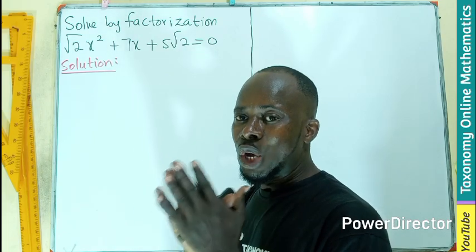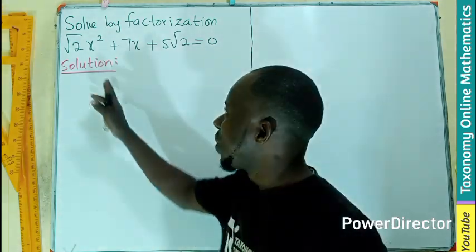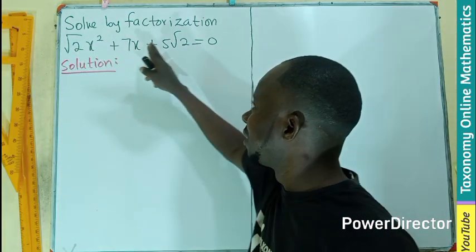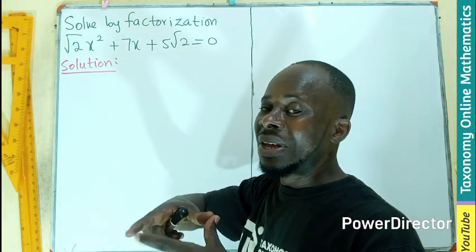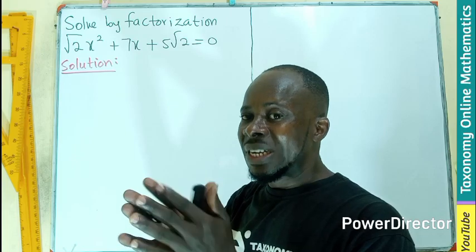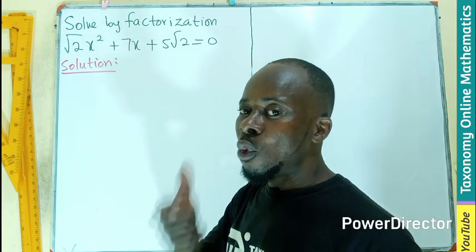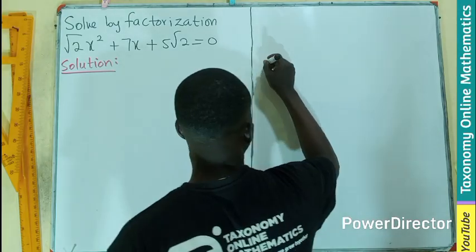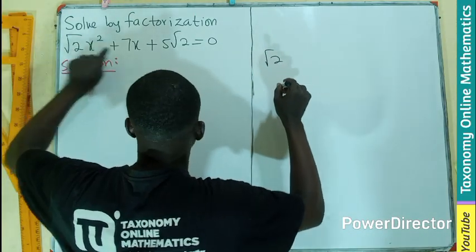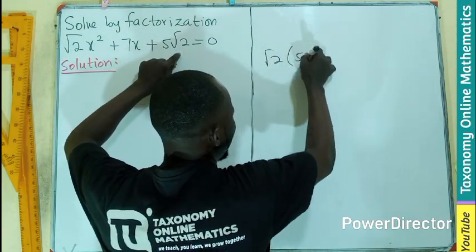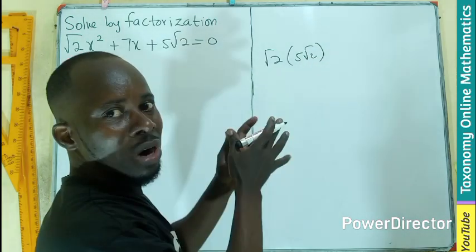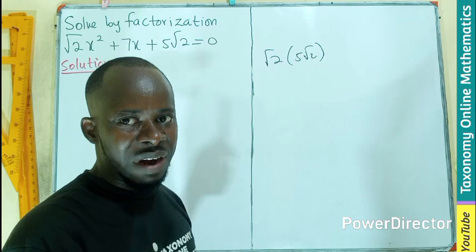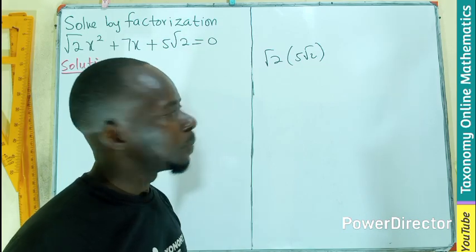0. Any quadratic equation in this form which has the coefficient here bigger than 1, we use that coefficient to multiply the constant term and find their product. Then find factors of that product that, when added, give us the middle term here. So I pick root 2 as the coefficient, multiply by 5 root 2, find the product of this, and find a pair of factors that will add to give us 7.